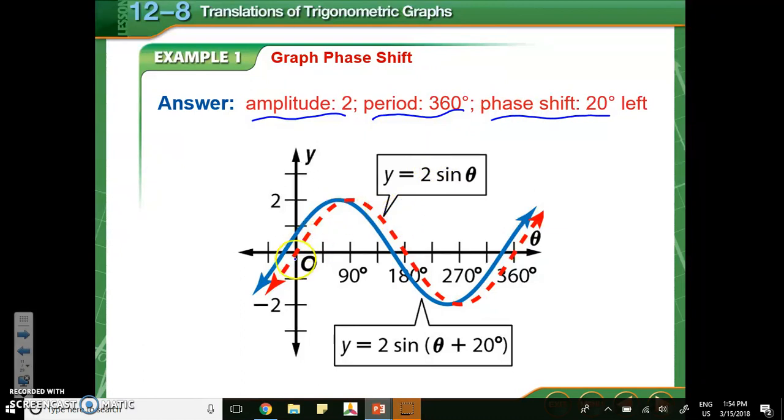So what they're showing you here, the dotted line would be like my parent function, in this case, with an amplitude of 2. So notice it comes up to positive 2 and goes down to negative 2. So if I just had 2 sine of theta, that's what it would look like. A lot of times it helps to graph that first. And then the blue one is my final graph. It's shifted to the left 20 degrees. So I just take every point. So for example, 180 degrees is now 160 degrees. It's shifted 20 degrees to the left.